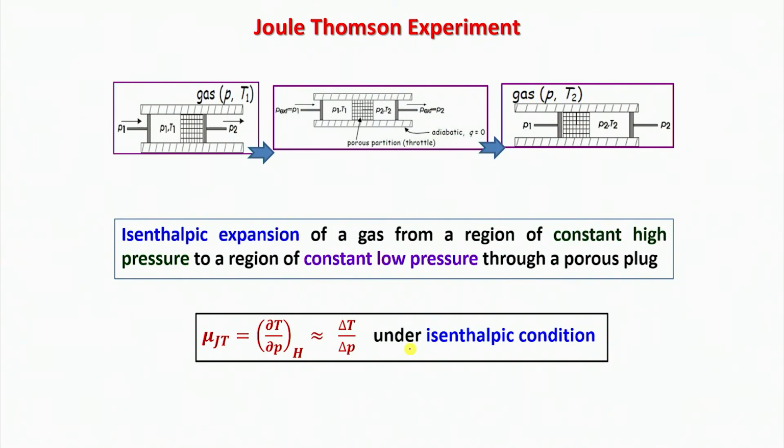in this very clever design of the Joule-Thomson experiment, we have studied the isenthalpic expansion of a gas from a region of constant high pressure to a region of constant low pressure through a porous plug. And here, if you measure the change in temperature delta T, then mu JT can be estimated for the given gas as delta T by delta P by carrying out the Joule-Thomson experiment. In my next lecture, I will take up from here and tell you about how to use the results of the Joule-Thomson experiment in real life. Thank you.